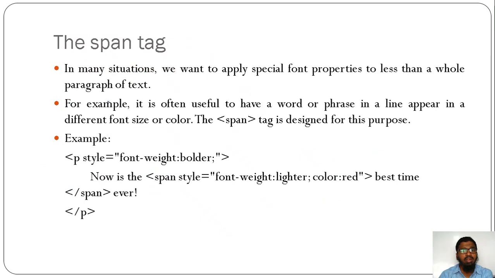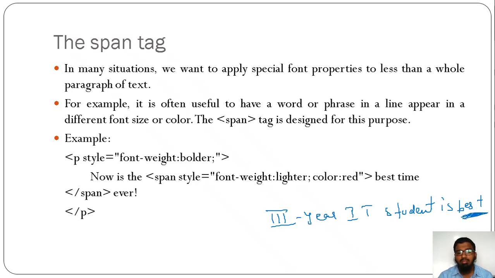Okay, next. Span tag. Span tag is very, very important. Most of the time it will be used. What is this span tag? In many situations, we want to apply specific font properties to less than a whole paragraph or text. For example, if I want to highlight something from the content, like third year IT student is good, is best. So I want to highlight this best in a different color. For that you can use the span.